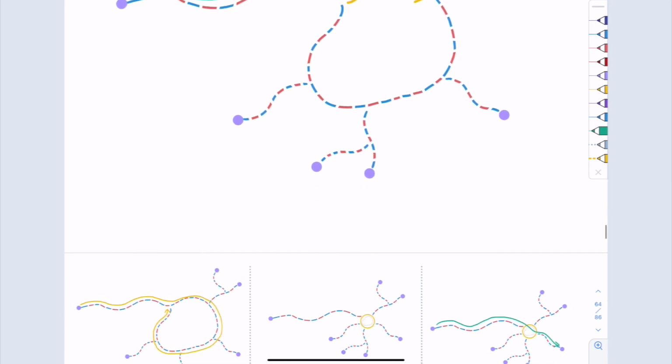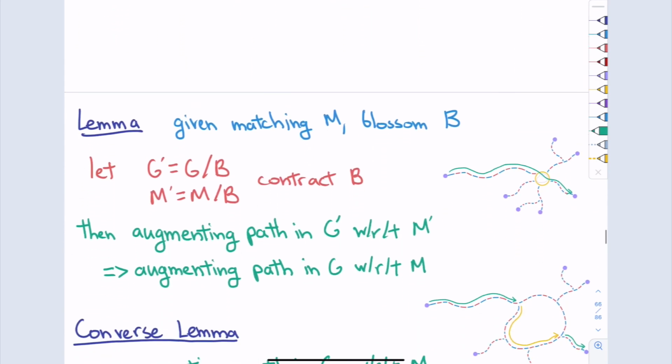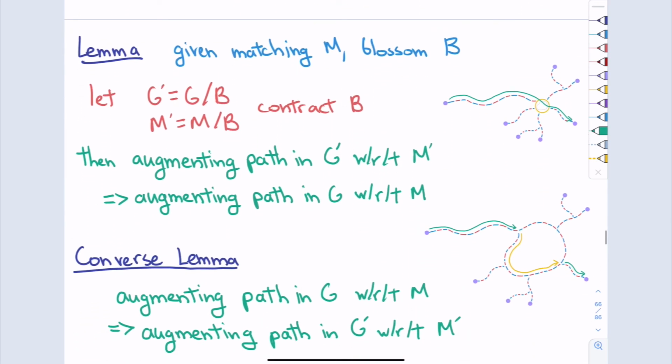All right, so those are some nice pictures. Okay, so then here are the two kind of if and only ifs. Suppose I already have some matching, and I find a blossom with respect to the matching. Okay, and I let G prime and M prime be the contracted blossom and matching.